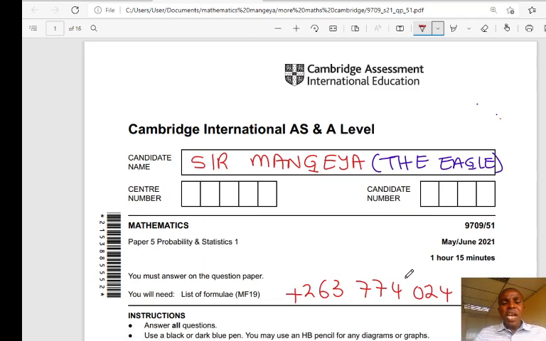Right. This part is on advanced level statistics for Cambridge International AS and A level. Probability and Statistics 1. That's paper 5. It's for May-June 2021. That's the question paper, past exam paper.